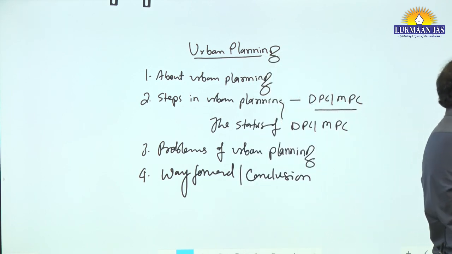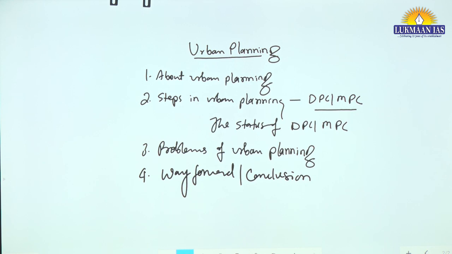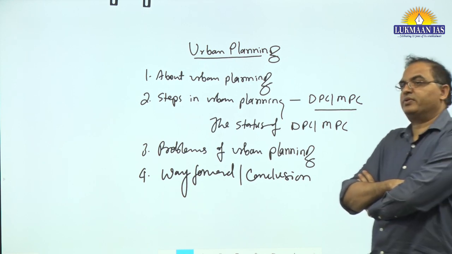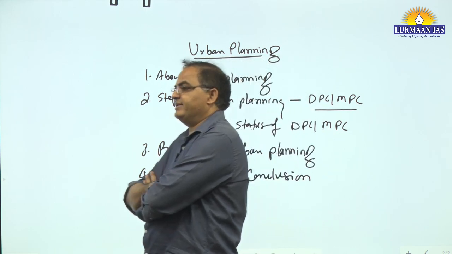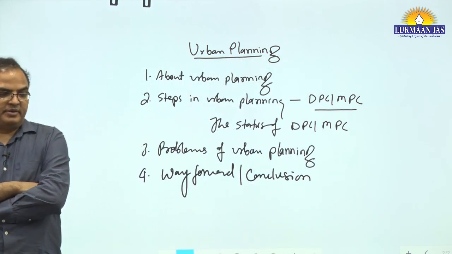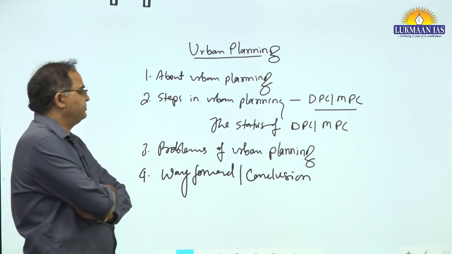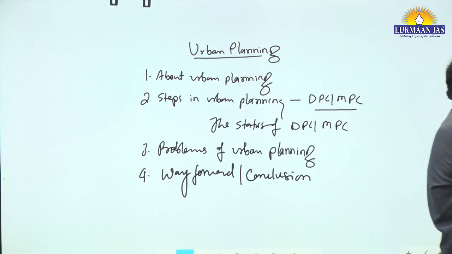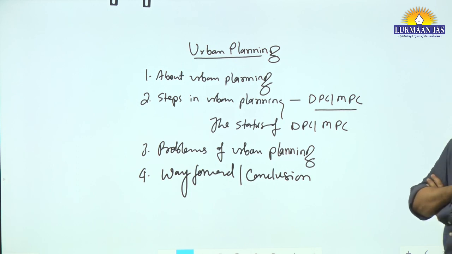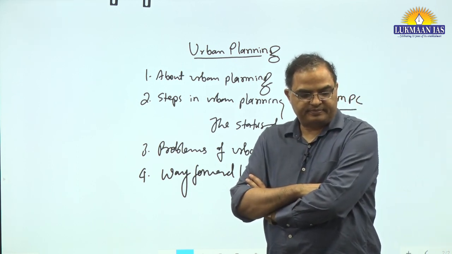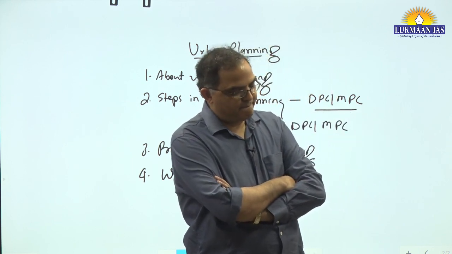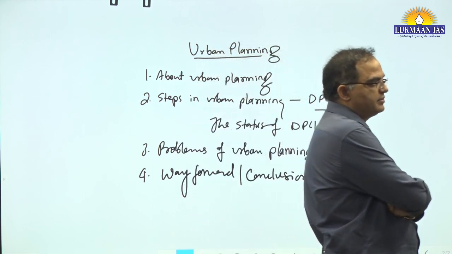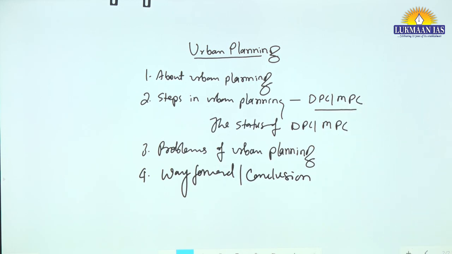Next, even if the 74th Amendment Act envisaged the creation of district planning committees and metropolitan planning committees, still planning in urban areas is based on the Town and Country Planning Act. That is what the problem is.